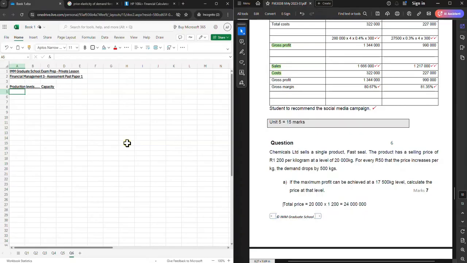So companies are going to want to look at that and see, well, okay, what can we potentially make if we can only produce, it's almost like a cap. I mean, if you're running a factory and you're making, what are they making? Chemicals, right? Chemicals sells a single product, Fast Seal, right? There's going to be a certain limit in terms of your production. Does that make sense? Right. So if you're running a factory and you're making these Fast Seal chemical products, obviously at some point you're going to have to look at expansion.